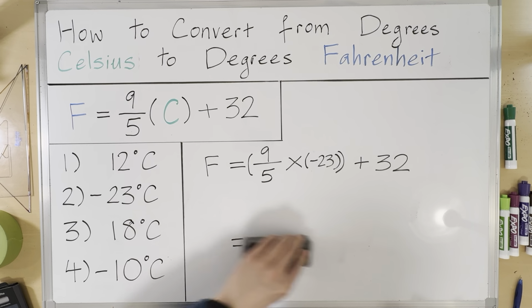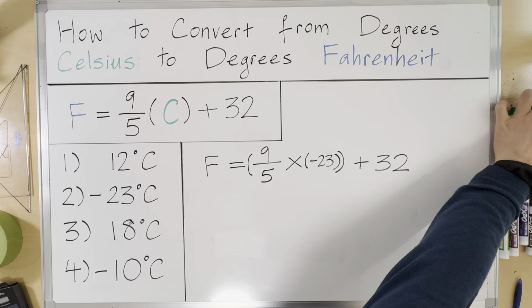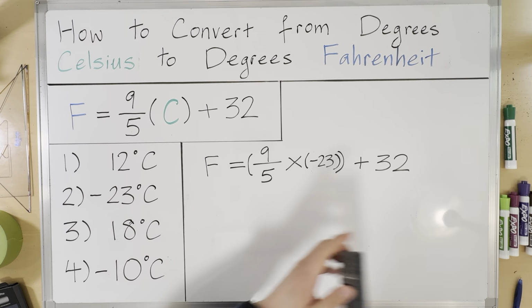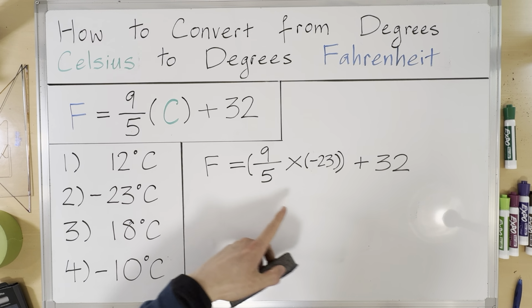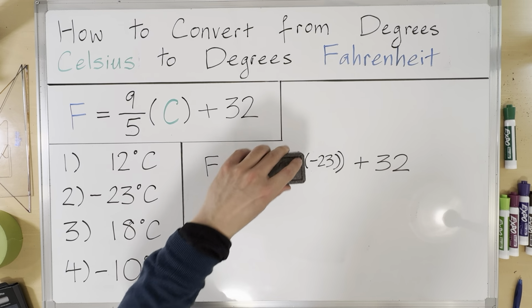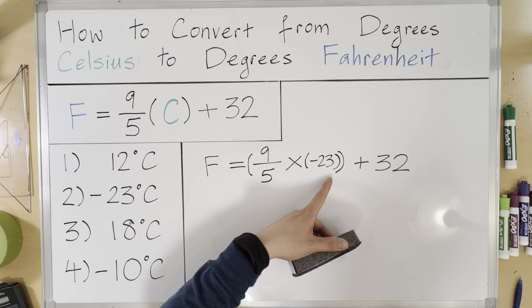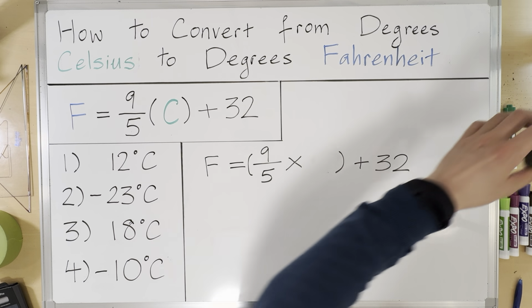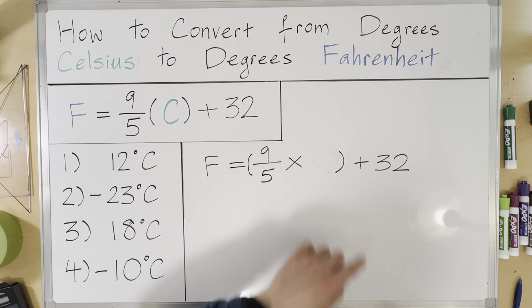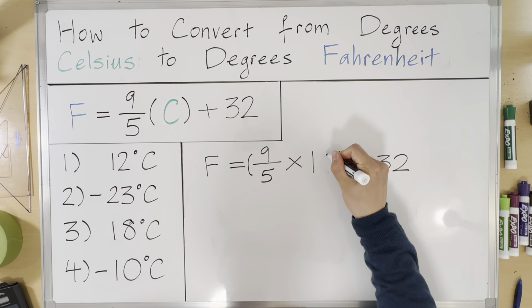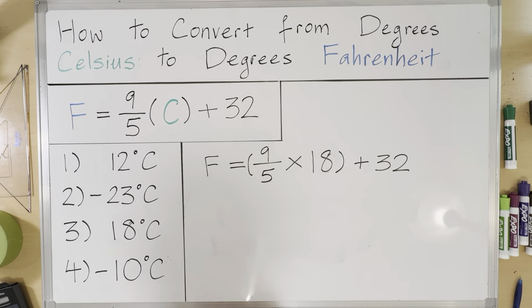Now let us move on to problem number 3. For problem number 3, we have 18 degrees Celsius. And once again, everything in the formula remains the same except for this. So I'm going to erase negative 23. I'm going to erase the bracket. I erased the bracket that surrounded the number negative 23 as well. So now this becomes positive 18.